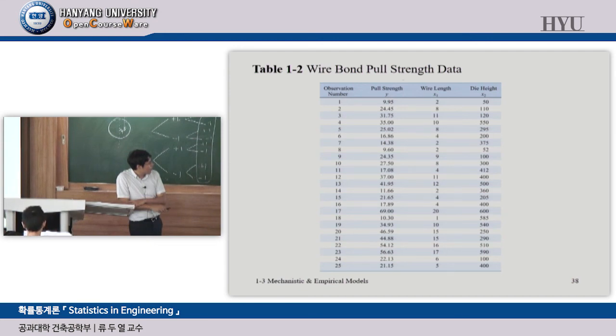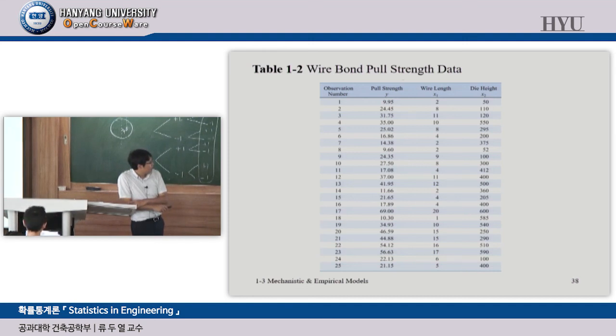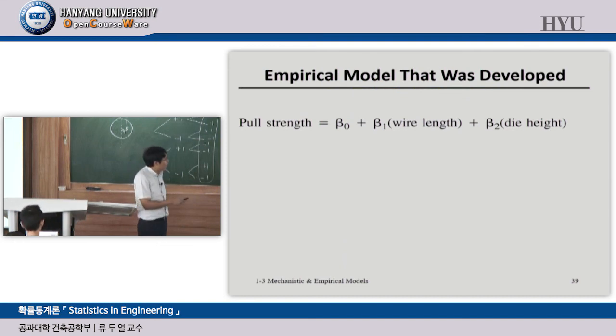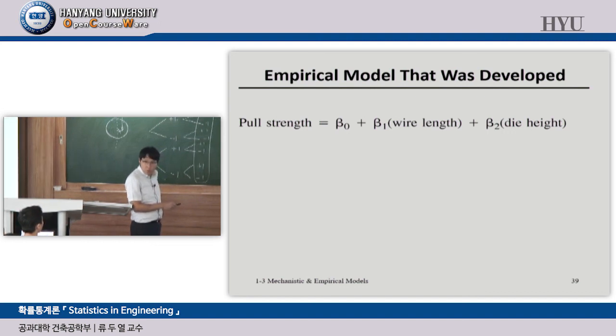And this is the data obtained from the experiment. This is the observation number, this is the pull-off strength, this is the wire length, and this is the die height. Based on this data, we can simply assume that the pull-off strength has a linear relationship with the wire length and die height. By this assumption, we can simply have this equation. In this case, we don't know beta 0, beta 1, beta 2 yet.